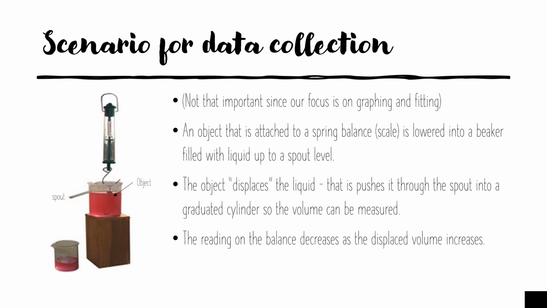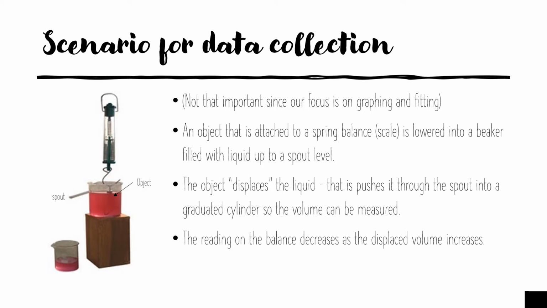nevertheless explain the source of this data for context. An object is attached to a spring balance, a fancy term for a scale, and that object is lowered into a beaker that is filled with liquid, and that beaker has a spout. So the object is said to displace the liquid, spills out the liquid, as the object is lowered.